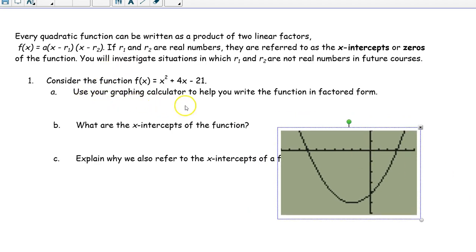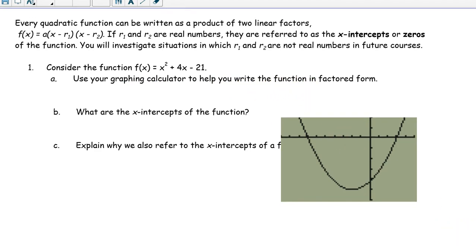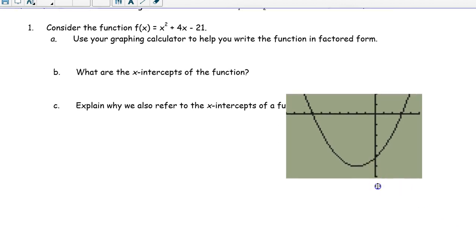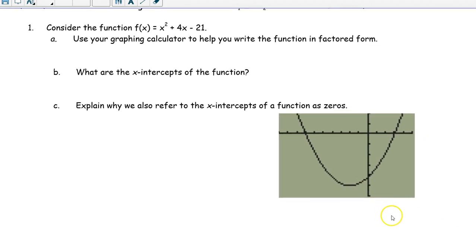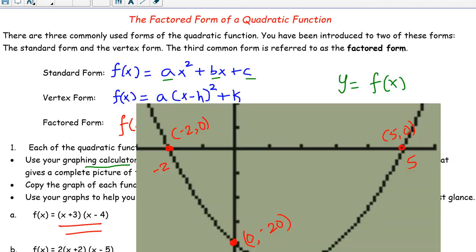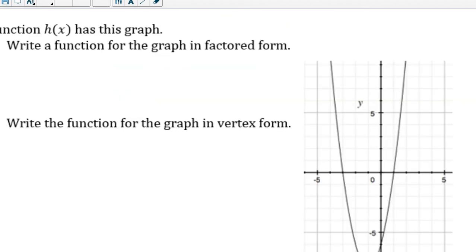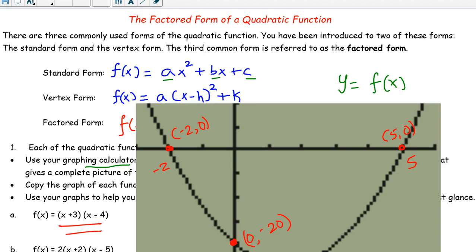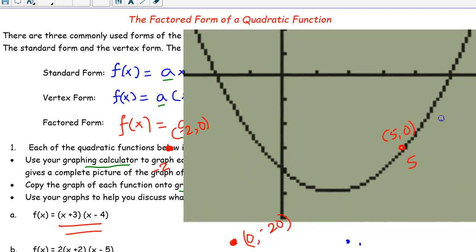Use your graphing calculator to help you write the function in the factored form. Now how do you do that? If you look at your previous work we did in this problem over here, right? What do you have?